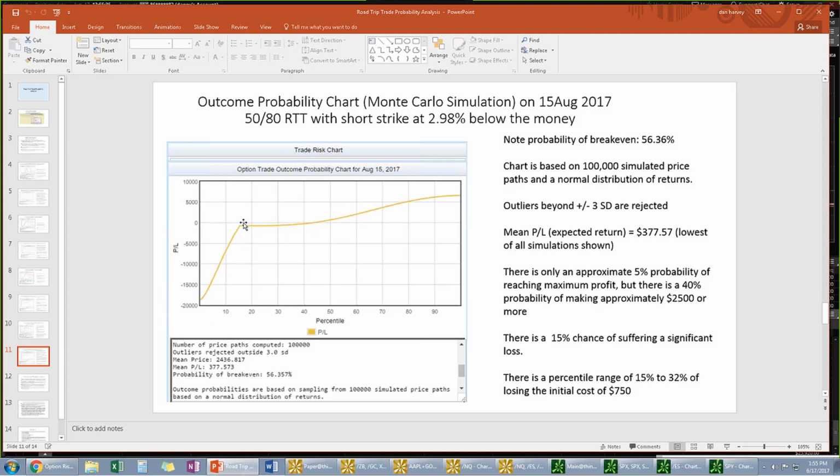And now look at the break point here where you start to lose some serious money. Instead of being at the 11th percentile or the 12th, you're at about the 15th. But you still do have the same 40% chance of making, say, $2,500 or more, because if you look at the 60th percentile, that means that 40% are above that. So you still have a really good chance of making a lot of money, but you're taking more risk.